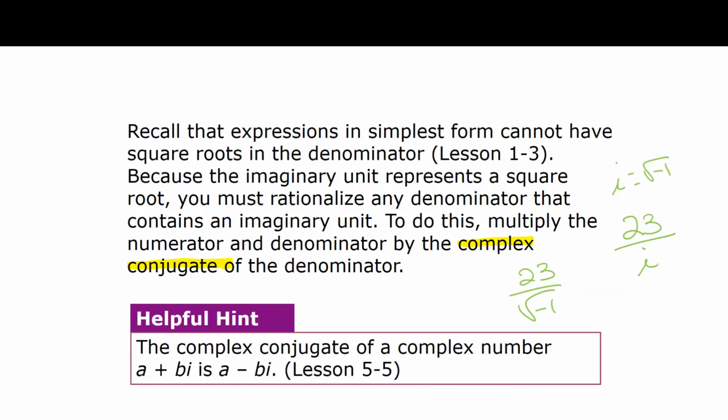All right, so let's remember that the complex conjugate of a complex number a plus bi is a minus bi. All right, so there's a very important thing to remember. Our complex number is a plus bi, and the conjugate is a minus bi.